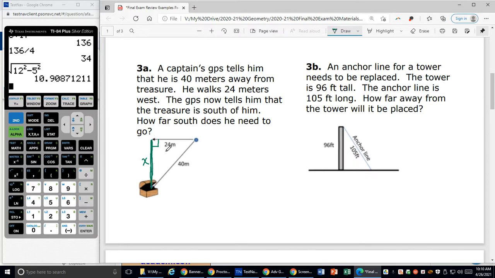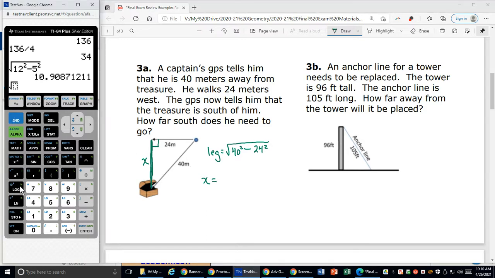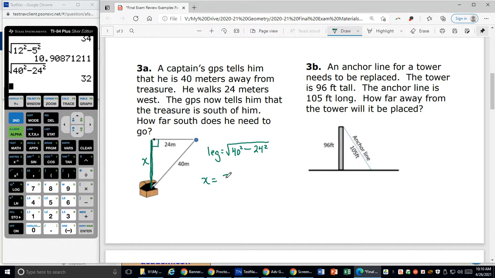Well again, just like the last problem, I'm trying to find a leg. So I know I'm going to subtract inside my square root the hypotenuse squared minus the other leg squared. So that leg, which I've labeled x in my picture, is the square root of 40 squared minus 24 squared, which gives me, oh, it's a nice even number, 32, and my units here are meters.